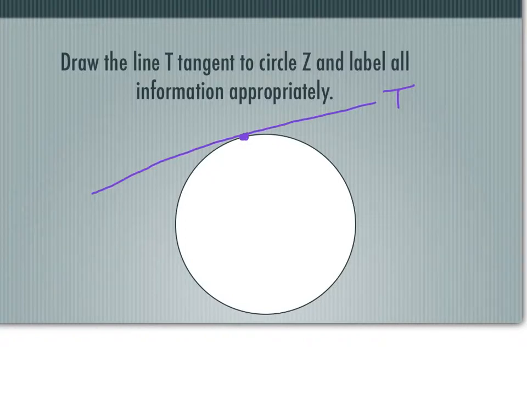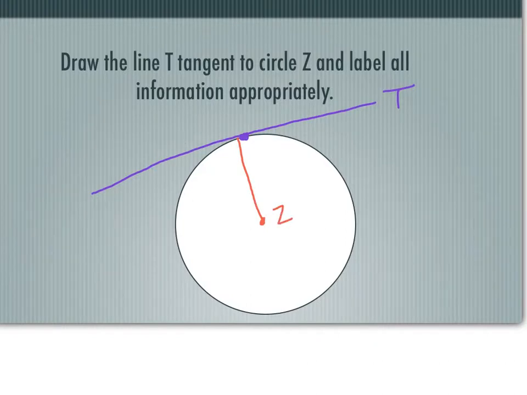What do I know about tangent lines that I could add to this circle? Like what else could I draw in? Yeah, so I could go from the center of the circle and draw a radius up to that point of tangency, pretending that I actually hit that point. And then label that with what? Oh, yep, the center should be Z, you're right.